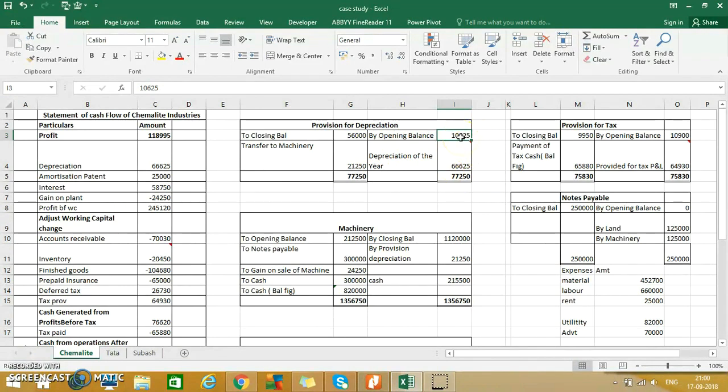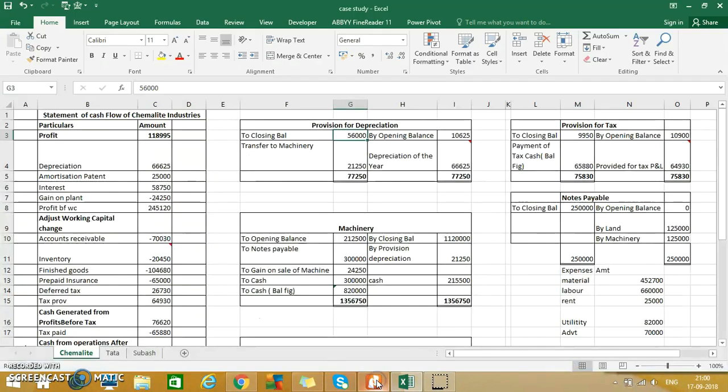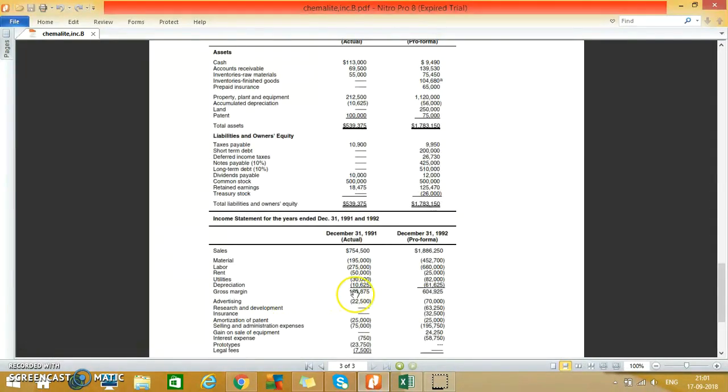Provision for depreciation is a liability. Liabilities will always have a credit balance. So start with the credit side, 10,625, and the closing balance, which is already given in the balance sheet, I am picking up and taking here, 56,000. Now let us look at what is the depreciation for the year. Go to the P&L account. What is the depreciation for the current year? It says that it is 61,625.